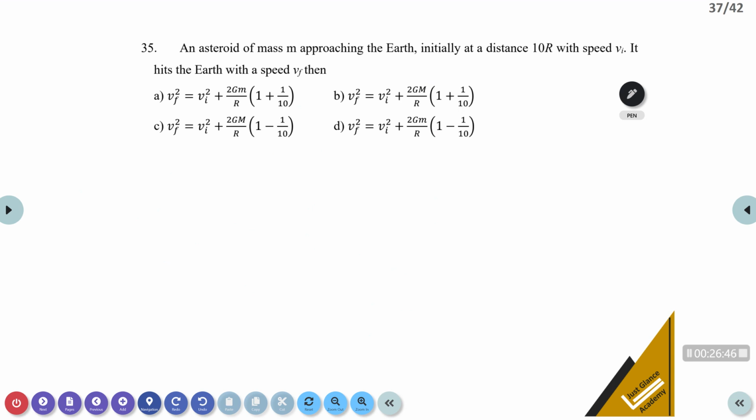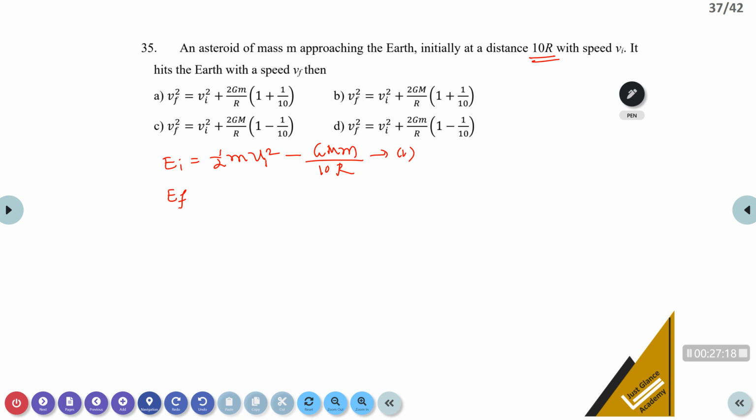An asteroid of mass m is approaching the Earth, initially at a distance of 10r with a speed of Vi. It hits the Earth with a speed Vf, is asked. Lengthy problem it is. E initial equals 1/2 m Vi squared minus GMm divided by the distance 10r. This is equation number 1.